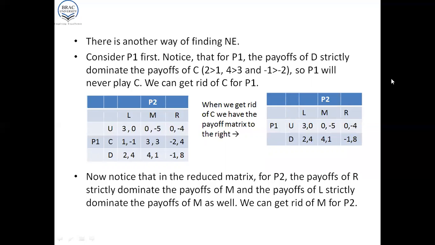Notice that for P1, the payoffs of D strictly dominate the payoffs of C. So 2 is greater than 1, 4 is greater than 3, and -1 is greater than -2. So P1 will never play C because it is strictly dominated by D. We can get rid of C altogether for player 1. When we do that, we end up with the following payoff matrix here, where we have omitted C altogether.